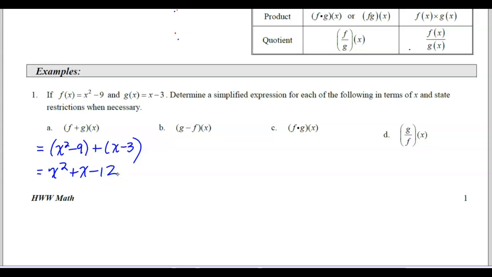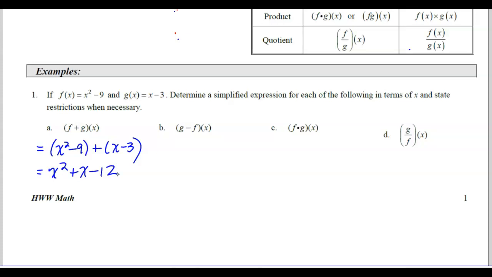You get a quadratic. So you started with a quadratic and you added a linear, and you still have a quadratic. Okay, that's always going to be the case. In terms of restrictions, well, think about it. A quadratic, what's the domain of a quadratic? And a linear. A polynomial function.